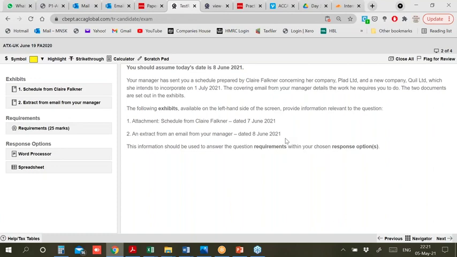Chosen response option means that it is my discretion for which part I want to use the word processor and for which part I want to use the spreadsheet. Now, before I move on, if anybody has any question, they can ask.